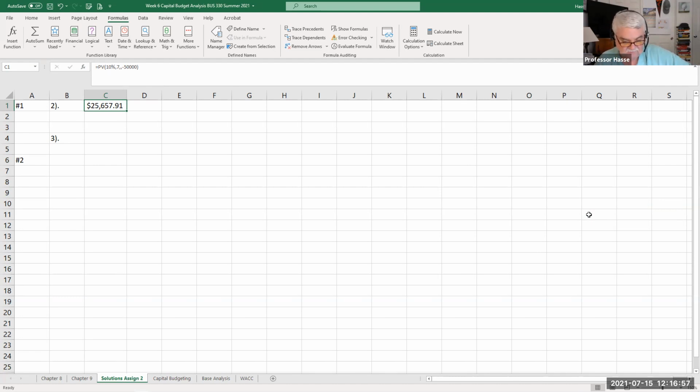In question number 3, we are asked to determine the value of cash flows, with $1,000 being received today, $2,000 at the end of year 1, $4,000 at the end of year 3, and $6,000 at the end of year 5. What is the present value of these cash flows with an interest rate of 7%? Well, let me set up our spreadsheet to do this problem.